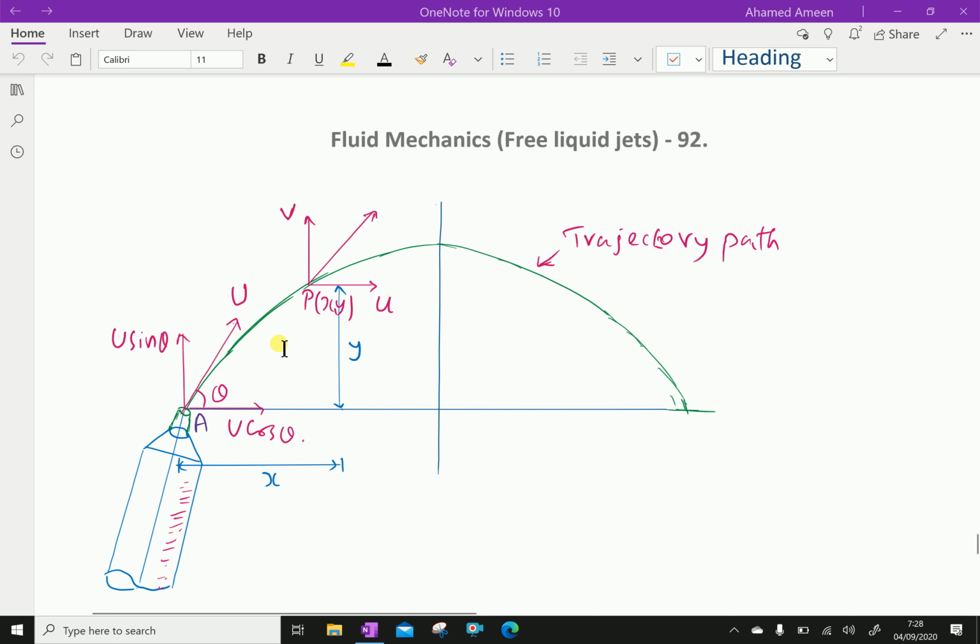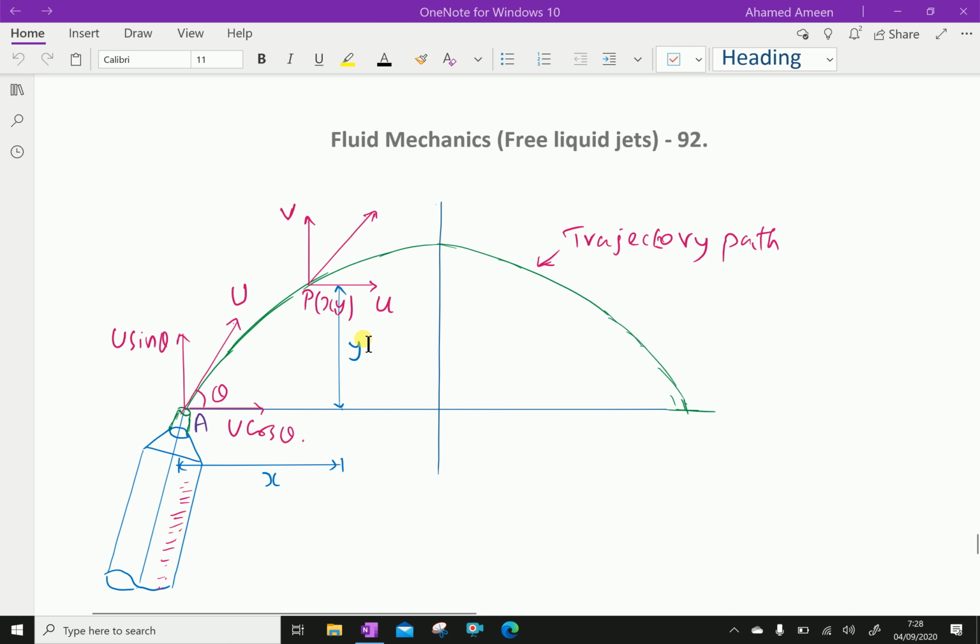In fluid mechanics, let us discuss free liquid jets, and we will derive the formula for the trajectory path of the water jet. A free liquid jet is defined as the jet of water coming out from the nozzle in atmosphere. The path traveled by the free jet is a parabola. This path is a parabola.